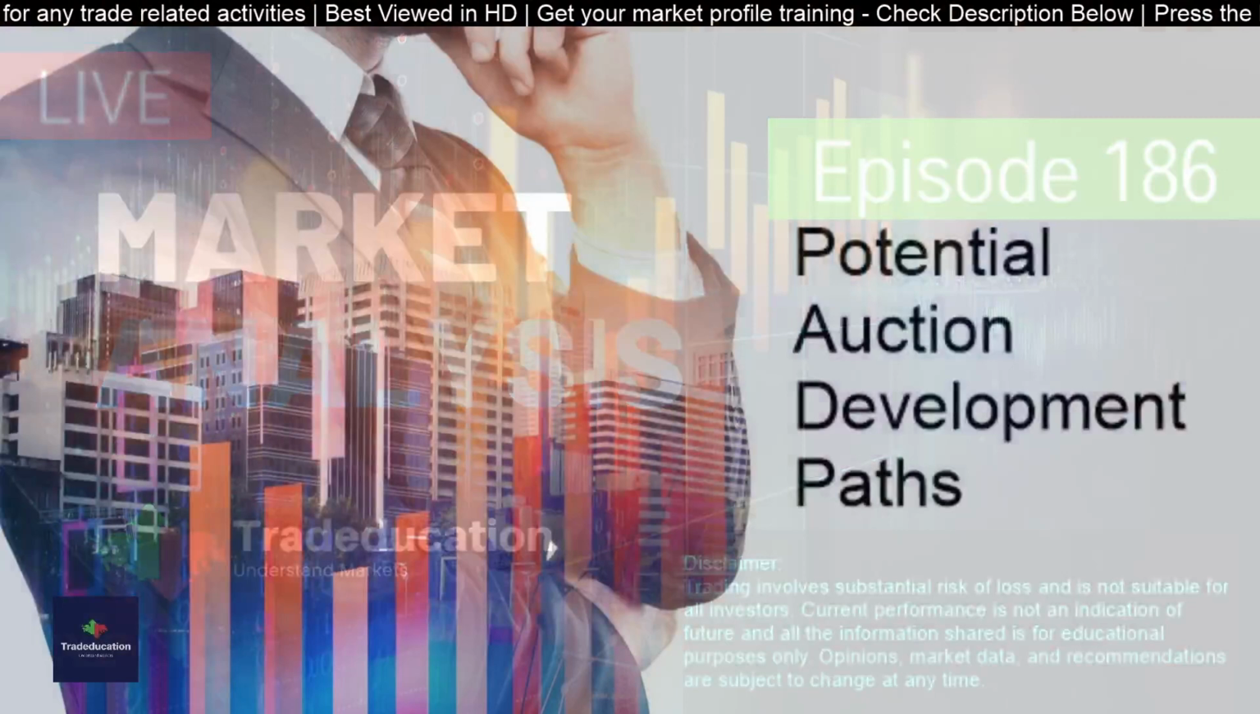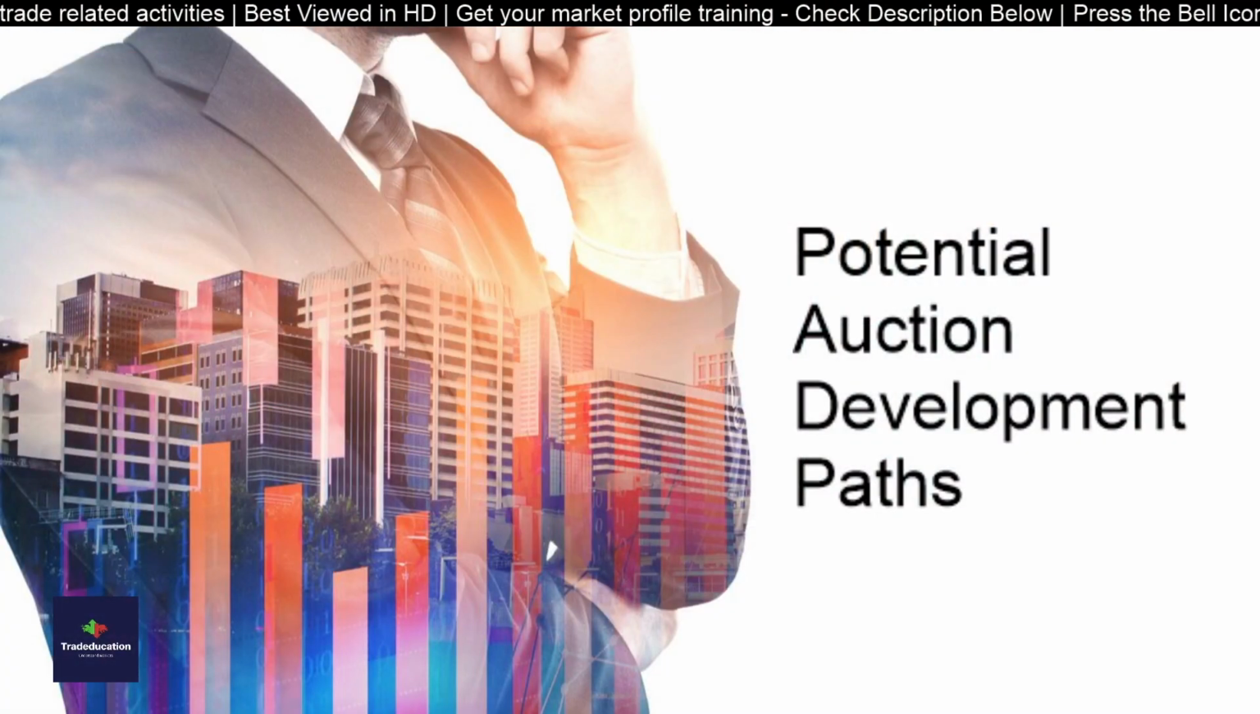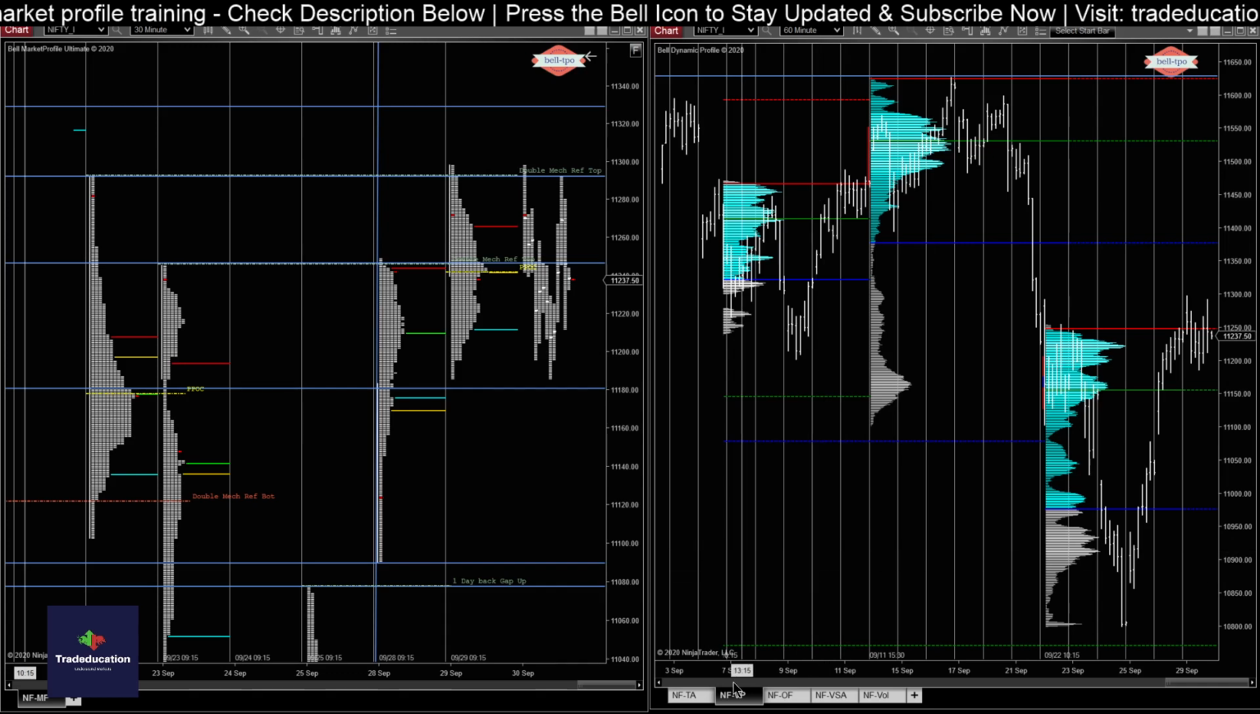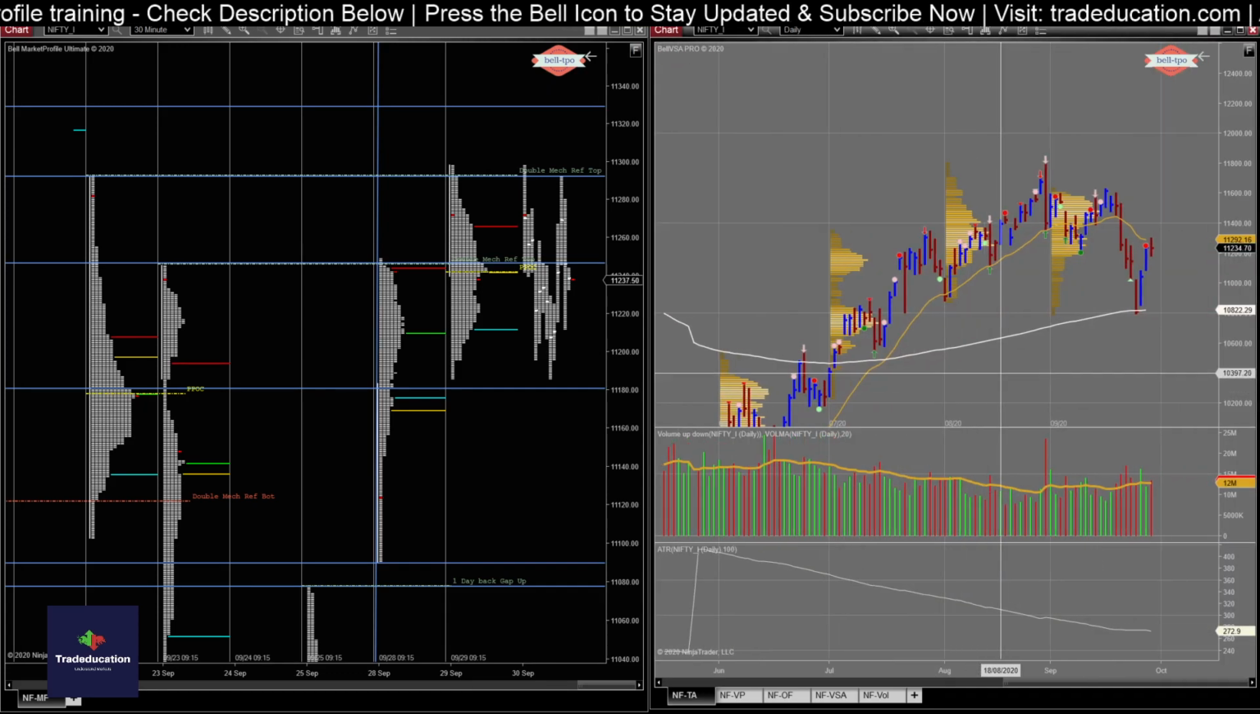Okay. So let's quickly look at what happened yesterday, how the auction developed. Let's study the auction from the market profile chart yesterday, and let's see if we are able to identify any potential auction development paths for today. Okay. So first of all, let me just quickly go through the daily chart.